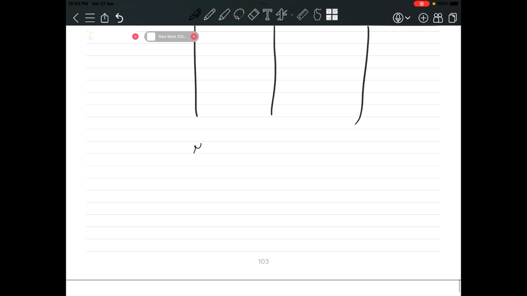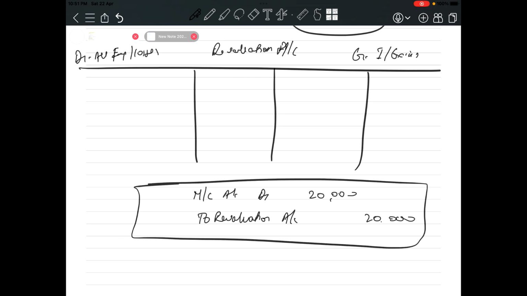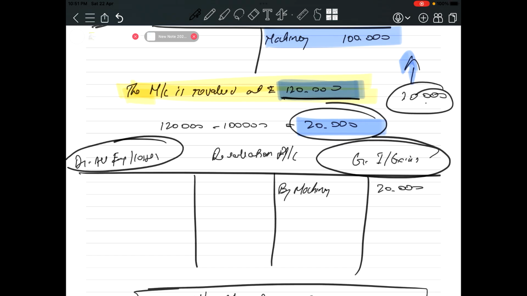So what will be the journal entry? Machinery account debit to revaluation account. The difference amount will be transferred to the revaluation account. Now when we prepare the revaluation account, we know this is a gain, so it will simply be transferred to the credit side: by machinery, 20,000. You don't have to think about anything, you just have to know this rule, and accordingly make the treatment.